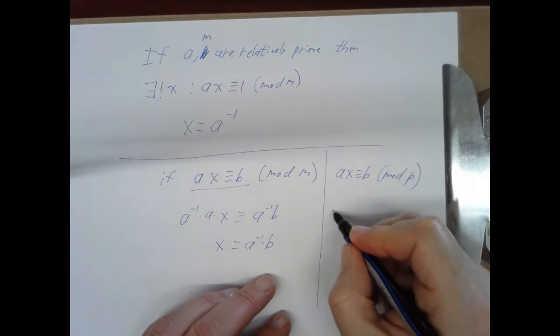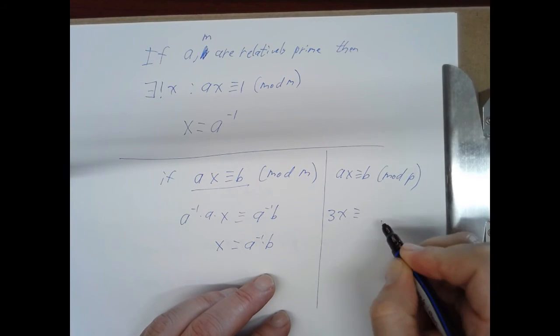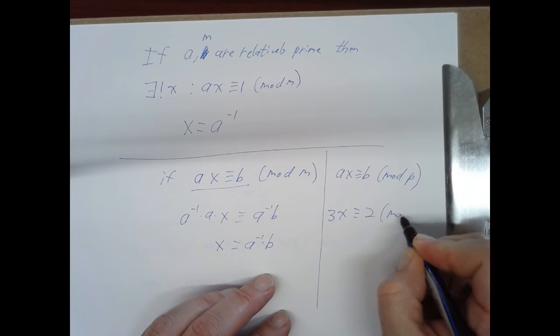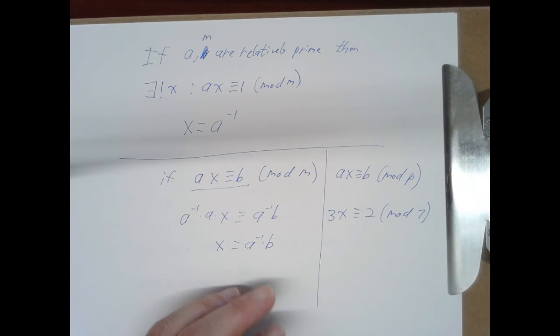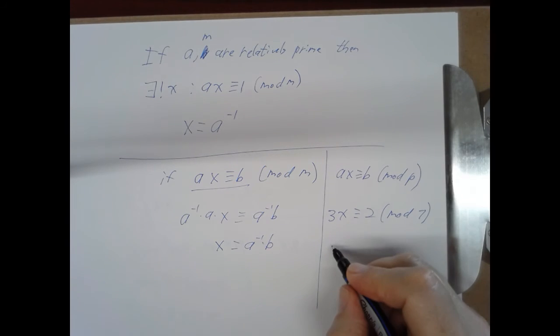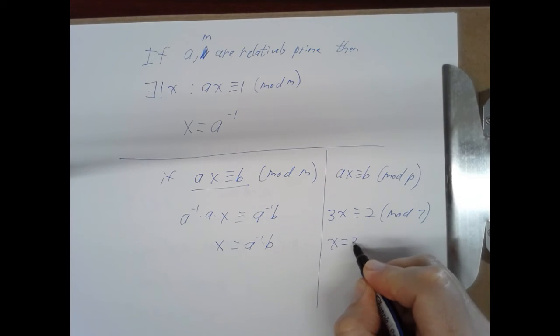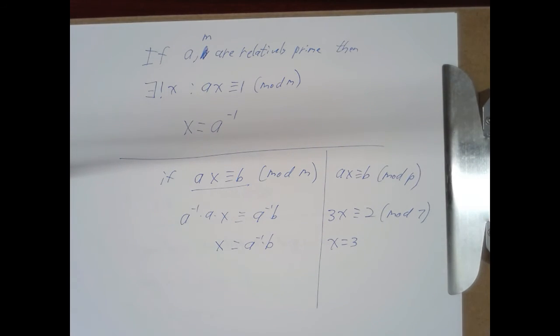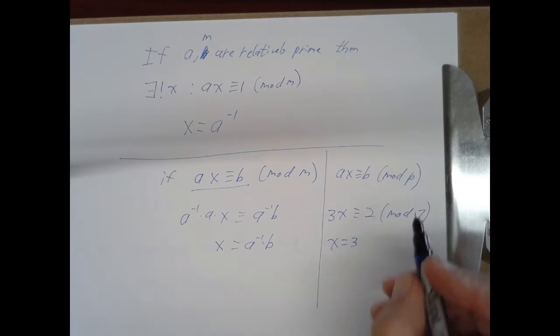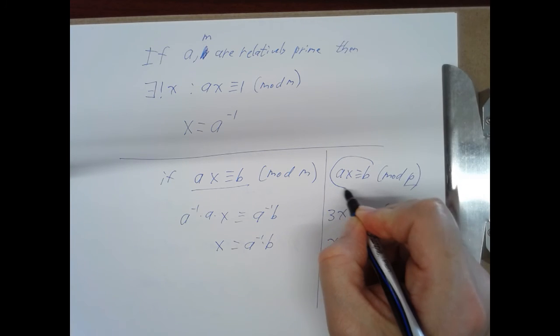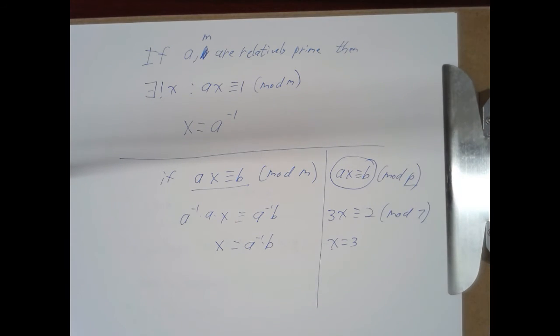So if we want to solve 3x is congruent to 2 modulo 7, there should be a solution to that. So what's the solution? It's not 1, it's not 2, it looks like it's 3. Because 3 times 3 is 9, that's 2 more than a multiple of 7. So if we're working modulo a prime number, we can solve this equation in general. And that's going to be useful for us.